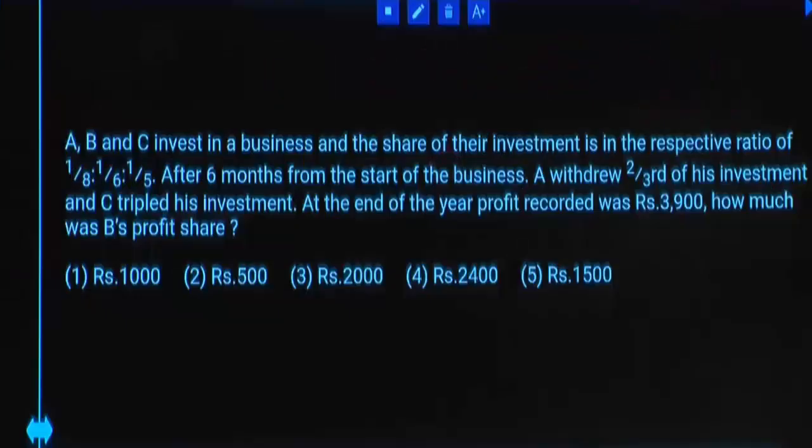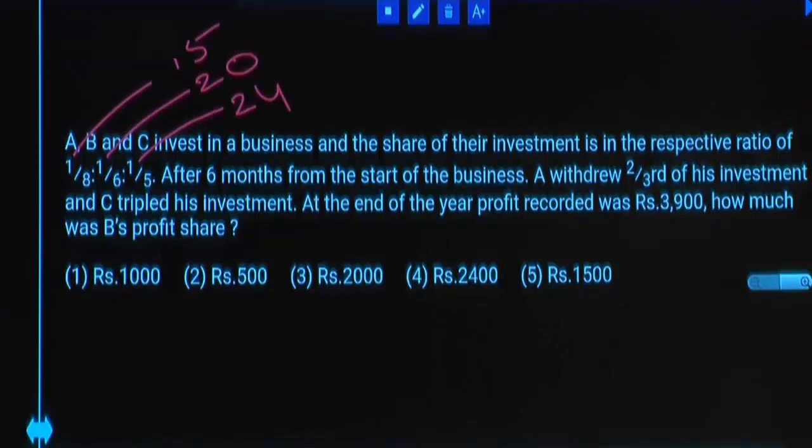Final answer. A, B, C invest in a business and the share of their investments is in the respective ratio 1/8, 1/6, 1/5. LCM of denominators is 120. Multiply every fraction with 120: 15 parts, 20 parts, 24 parts. After 6 months from the start of the business, A withdraws 2/3.